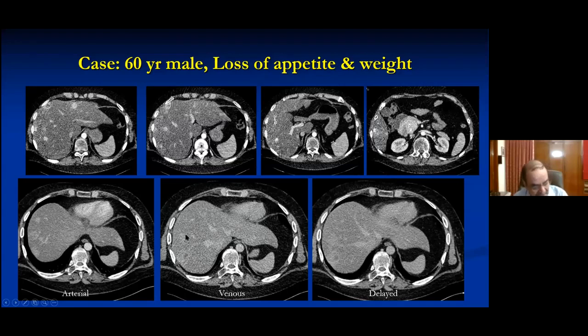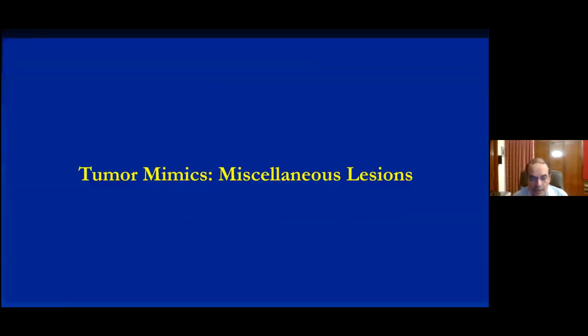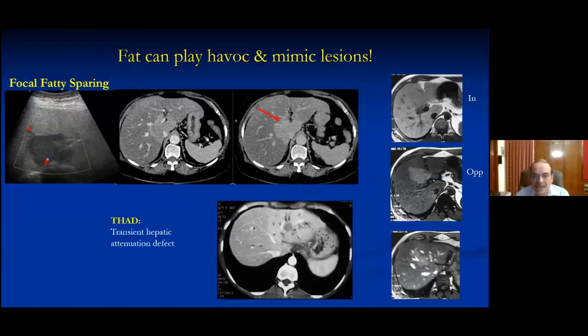The patient underwent a Dotanoc PET CT, and all these lesions were very avidly enhancing on the Dotanoc PET, which confirmed the diagnosis of a non-functioning neuroendocrine tumor. Let's look, very quickly, at some tumor mimics. So fatty change in the liver can sometimes play havoc. It can mimic focal SOLs in the liver.